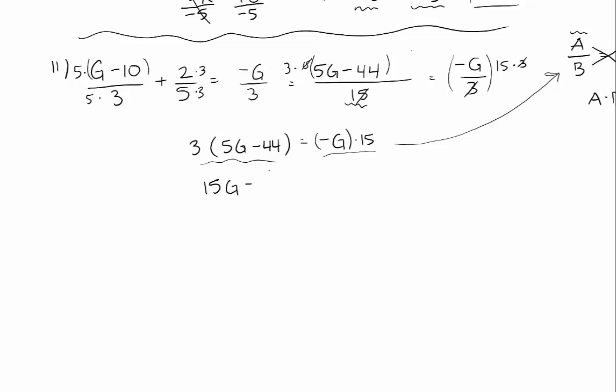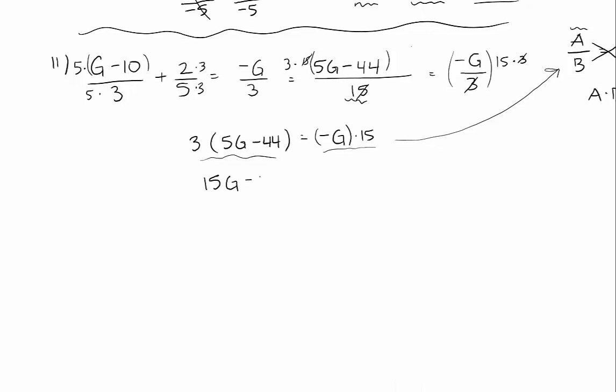3 times negative 44 is negative 132. And if it takes you a second to get that, it's just 3 times 44, so you just have to add them, negative 44 and minus 44 minus 44, but it's negative 132. And then we simply do negative g times the 15, so we have negative 15g.